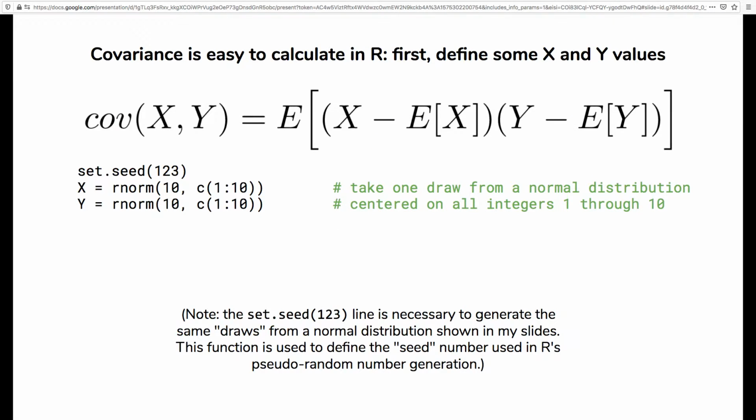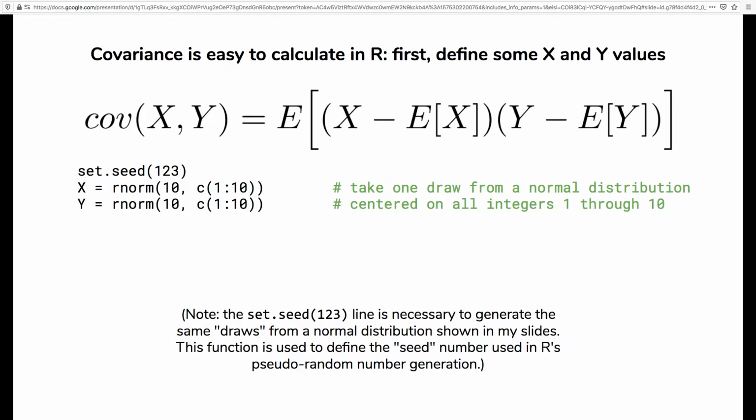Okay, so let's actually calculate covariance. The way we're going to do this is we're going to define some random x and y data points, and it's going to be very straightforward and very contrived. To define our x values, we're going to take a sequence of integers from 1 to 10. And for each of those integers, we're going to take a random draw from a normal distribution that's centered on that integer. So when we hit number 1, we're going to take a random draw from a normal distribution centered at 1.